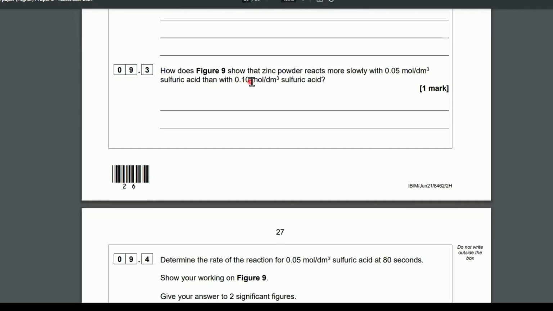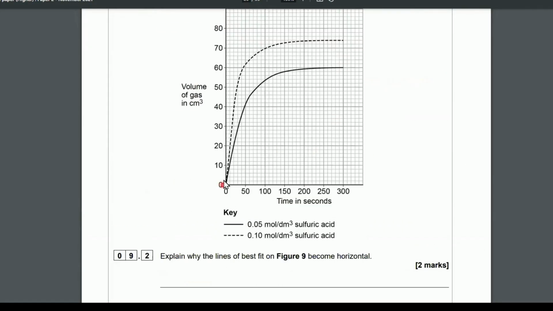9.3. How does figure 9 show the zinc powder reacts more slowly with 0.5 mole per decimeter sulfuric acid than 0.1? So if we look back at that graph, how can we tell that the solid black line is going more slowly? Look at the time. In the same amount of time, less gas is released, but we can visually just say that the line is shallower or not as steep.